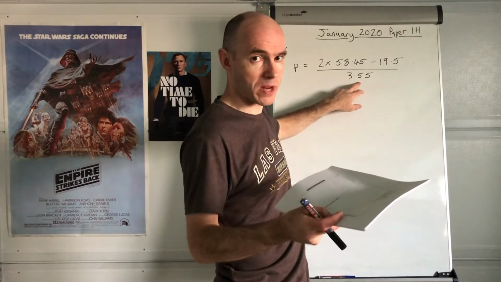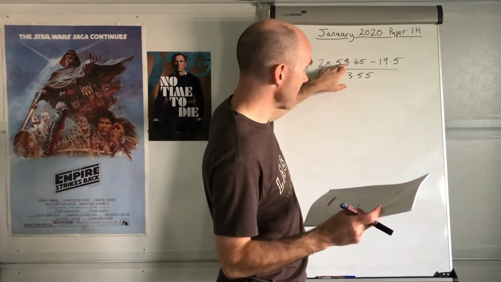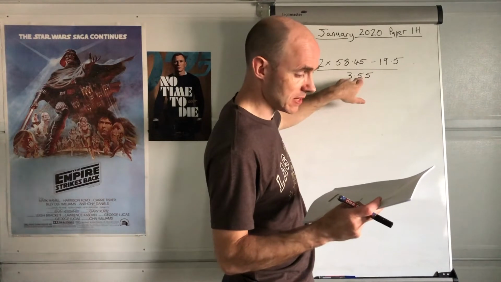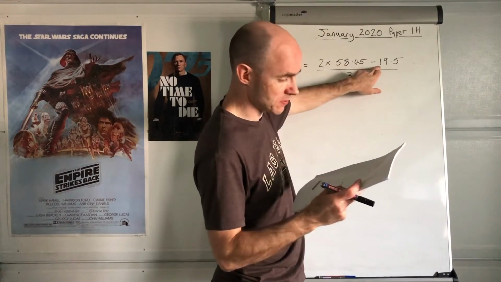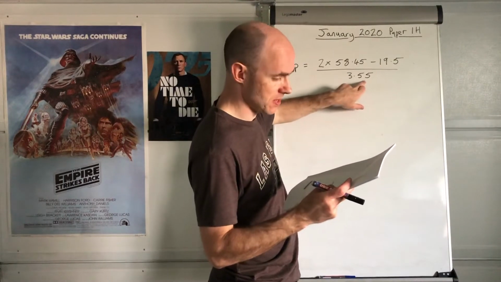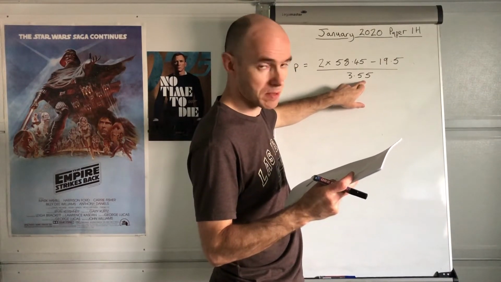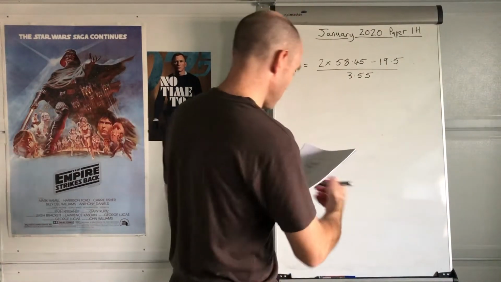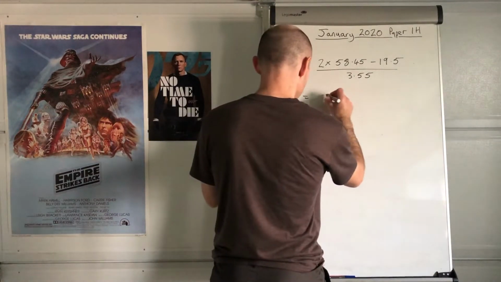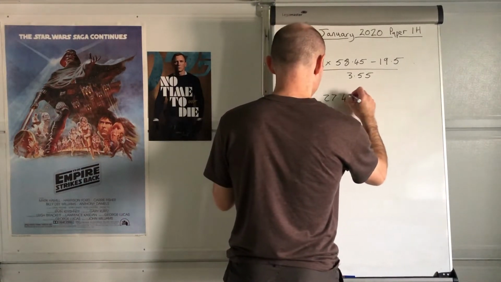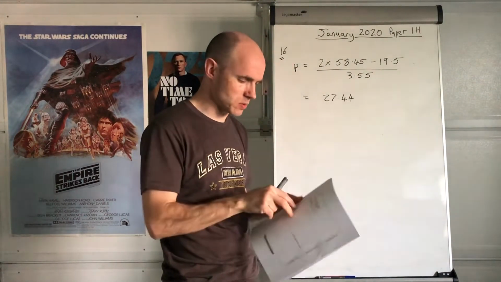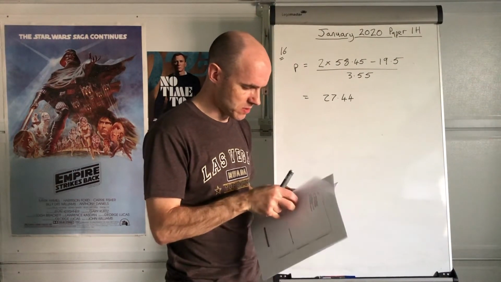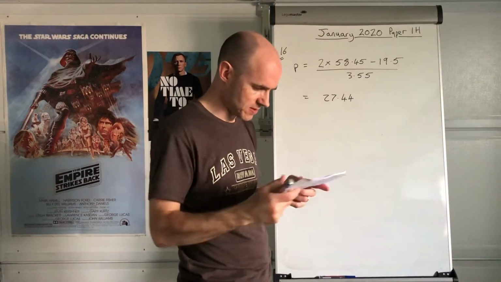So you've got to have the upper bound of A, lower bound of C, lower bound of D. Upper bound of A is 58.45, lower bound of C is 19.5, and lower bound of D is 3.55. Just put that into your calculator and you should get 27.44 to 2 decimal places. That's question 16. Onwards then, question number 17.